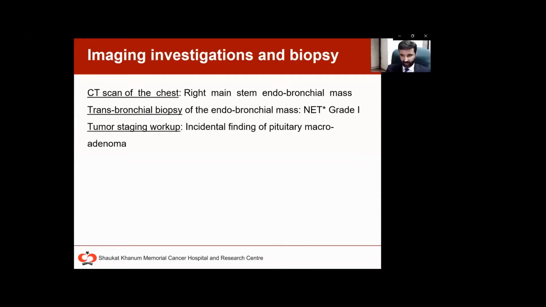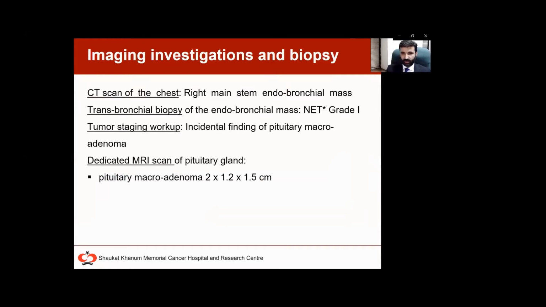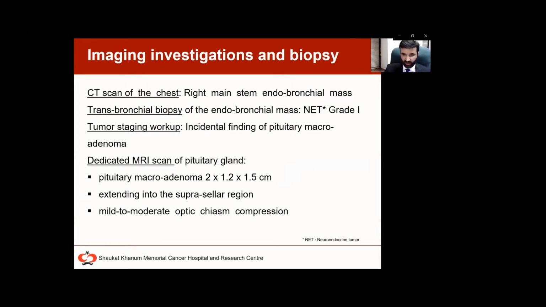Following the confirmation of this diagnosis, the patient underwent a series of imaging investigations, which we call tumor staging workup, and during those we found a pituitary macroadenoma. The patient then ended up having a dedicated MRI scan of the pituitary gland, which showed a pituitary macroadenoma, largest dimension 2 centimeters. It was extending into suprasellar region with mild to moderate optic chiasm compression.